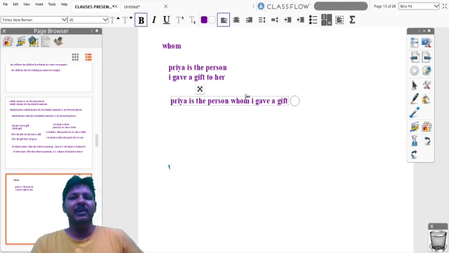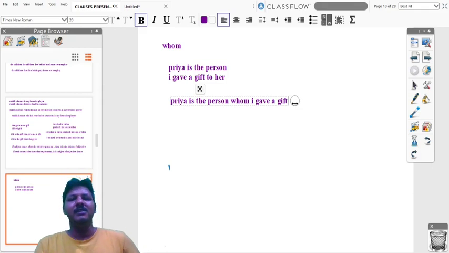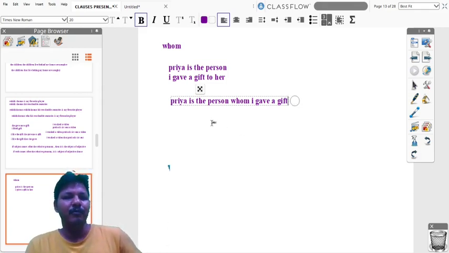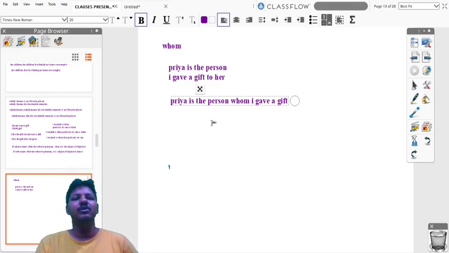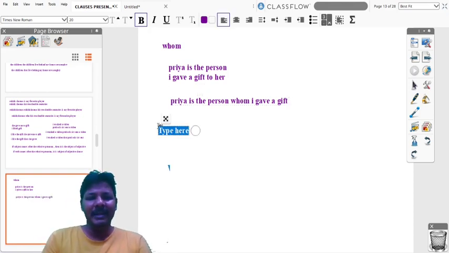So here whom acts as the object of this sentence, friends, because here you have an object for this sentence. So we should remember, friends, when we use whom, it is the object of the adjective clause. I hope you understand when we use it. So now we deal with defining and non-defining clauses.